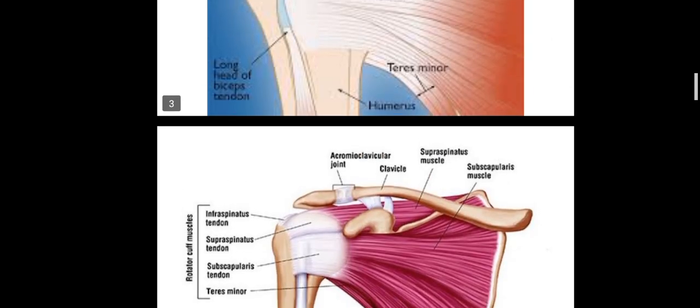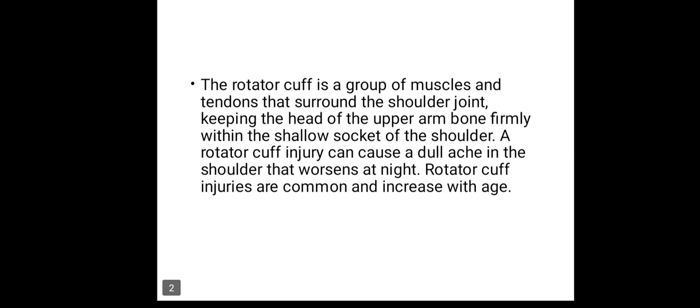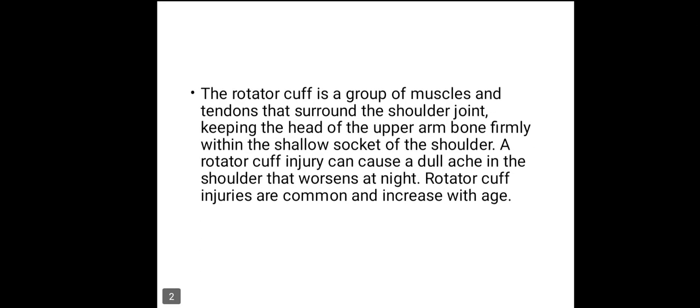As we move on, taking you through the muscles that form the rotator cuff. Alright, so let's go. The rotator cuff is a group of muscles and tendons that surround the shoulder joint. So this is us still talking about the shoulder joint and its stability. We noted that the shoulder joint typically, without the muscles and the tendons that are around it, is very unstable.